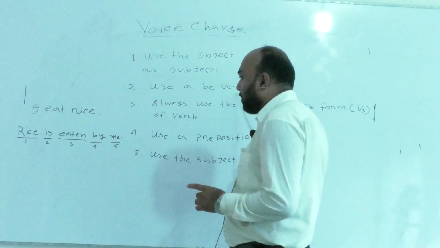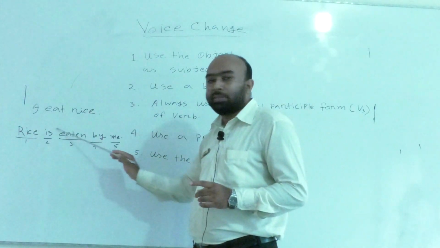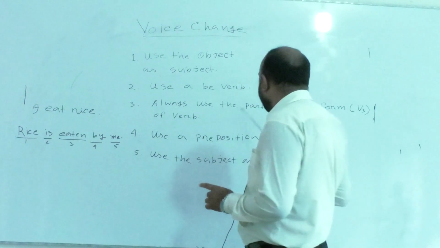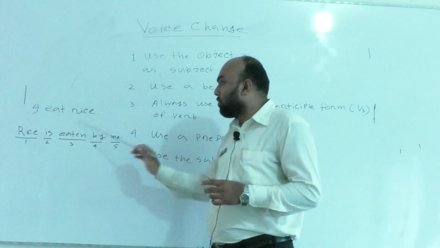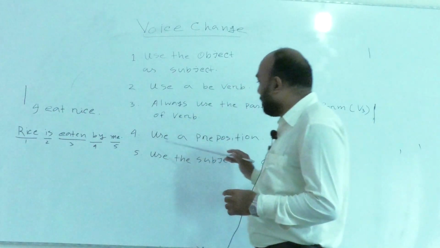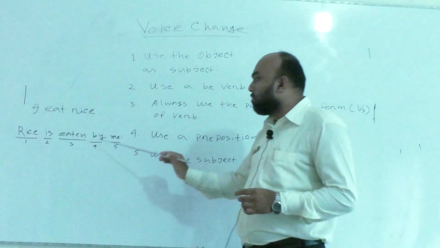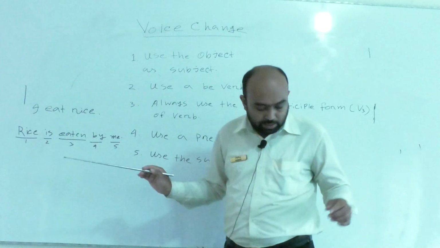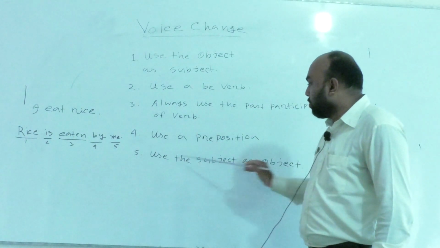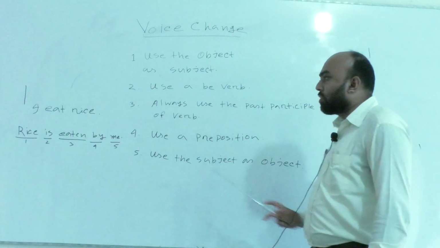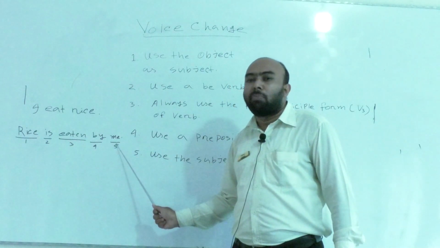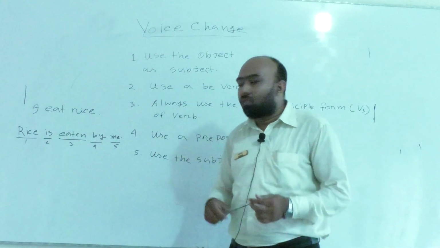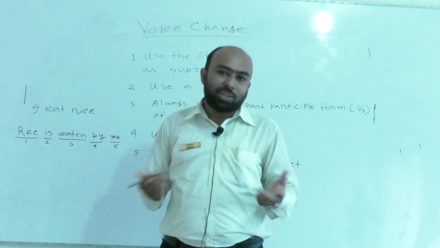Use a be verb, so I have used here is. Always use the past participle form of verb, so I have used here eaten. Use a preposition, I have used here by. And the last one is telling use the subject as object, so I have used I here as an object, like me, so I am getting my answer, rice is eaten by me. It's very simple.